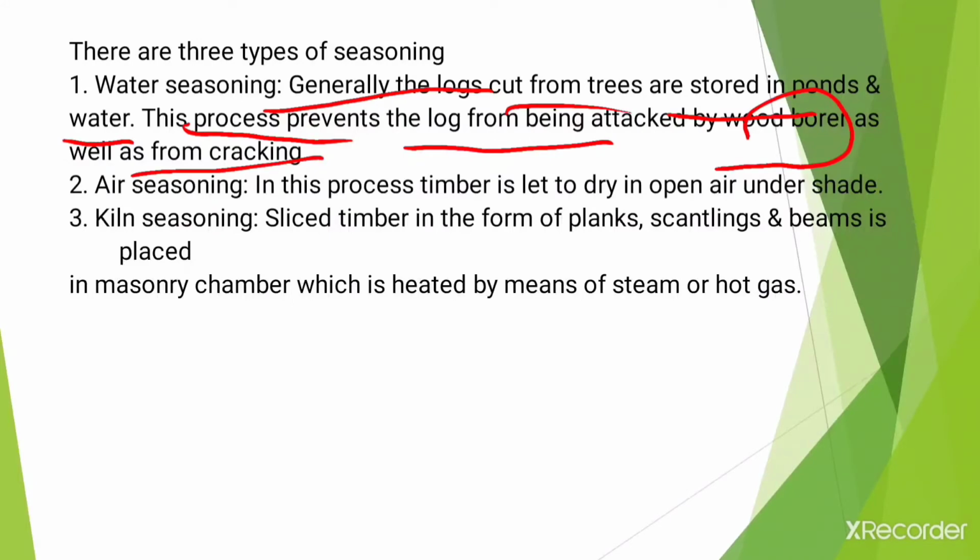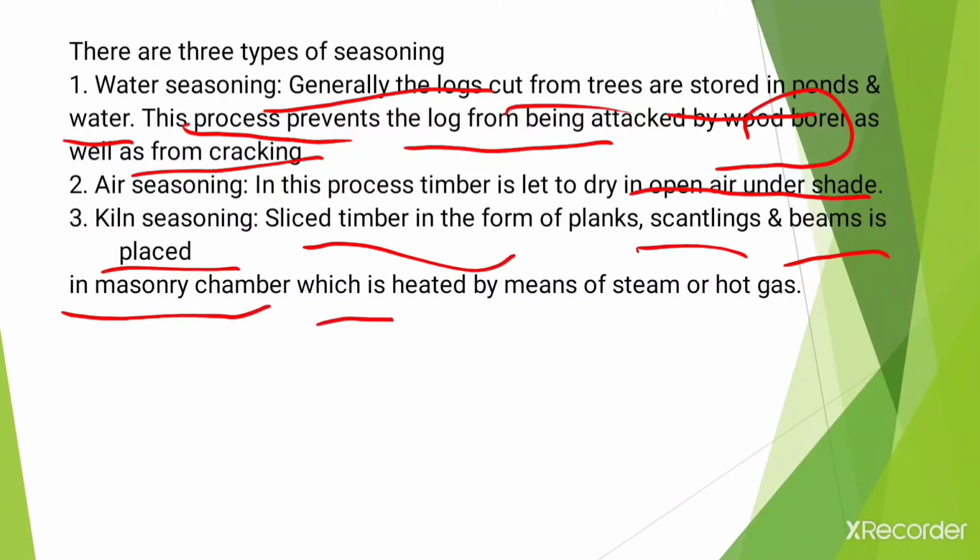The second method is air seasoning. In this process, timber is left to dry in open air under shade. And the last type of seasoning is kiln seasoning. In this process, sliced timber in the form of planks, scantlings and beams is placed in a masonry chamber, which is heated by means of steam or hot gas.